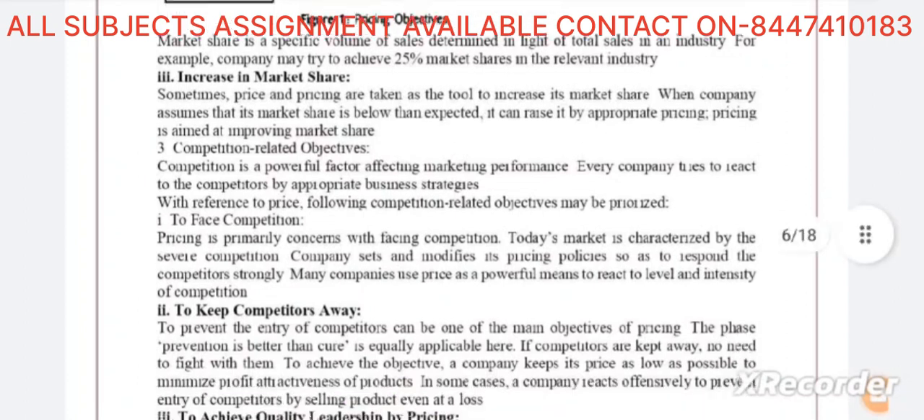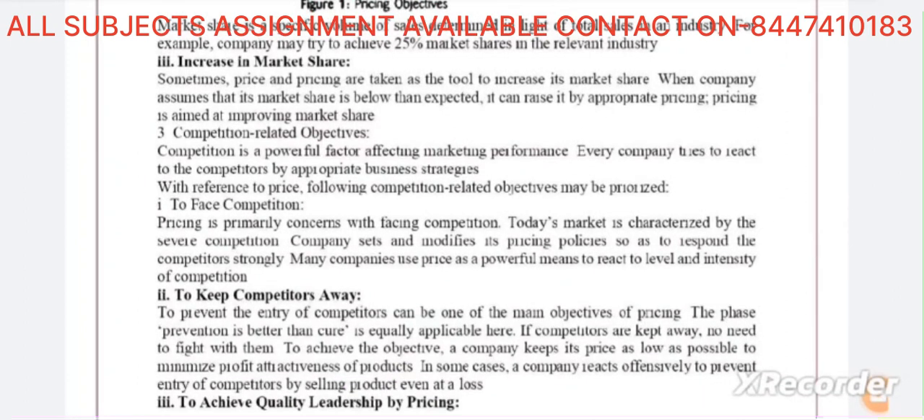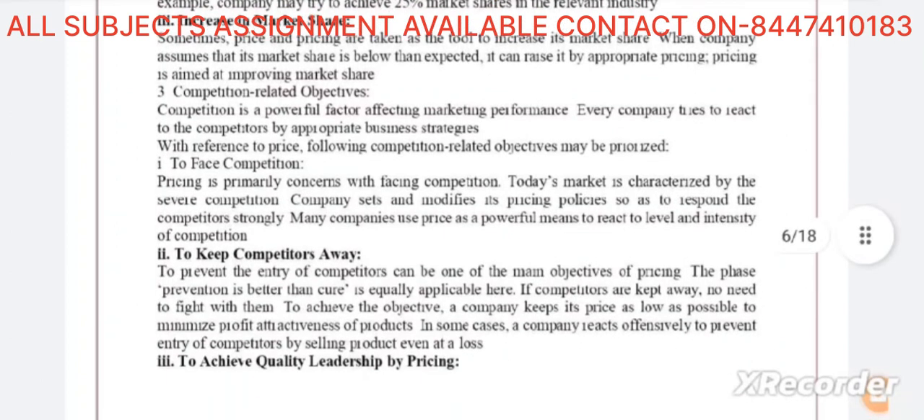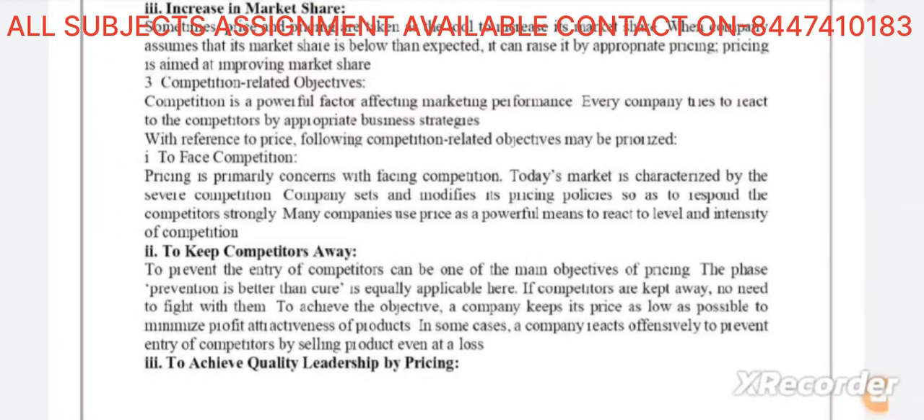Competition related objectives. Competition is a powerful factor affecting marketing performance. Every company tries to react to the competitors by appropriate business strategies. With reference to price, the following competition related objectives may be prioritized. To face competition, pricing is primarily concerned with facing competition. Today's market is characterized by severe competition. A company sets and modifies its pricing policy so as to correspond to competitors strongly. Many companies use price as a powerful means to react to the level and intensity of competition.